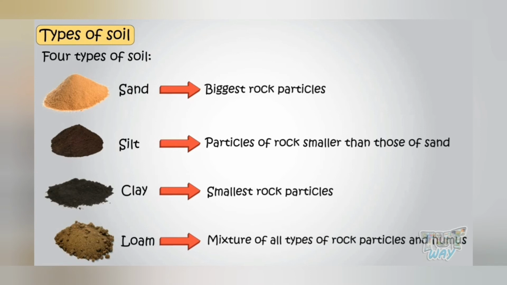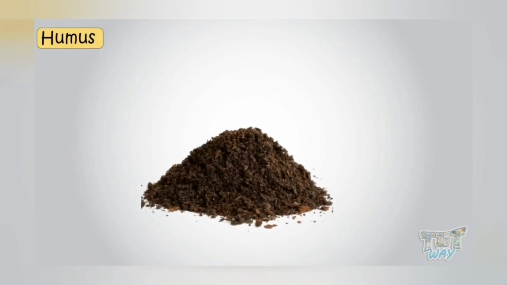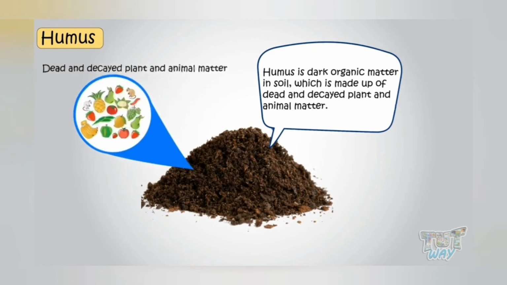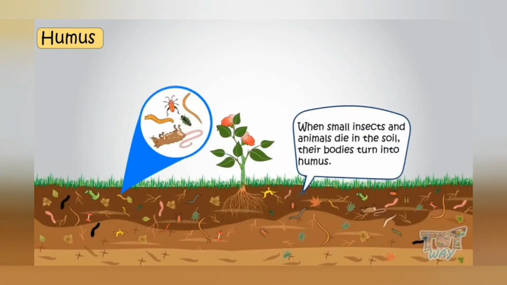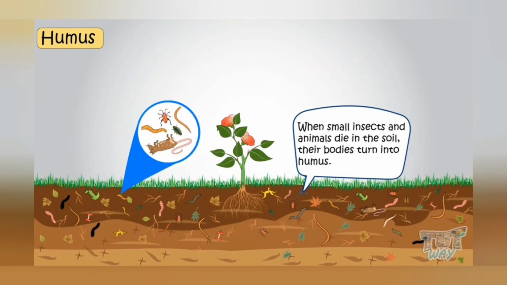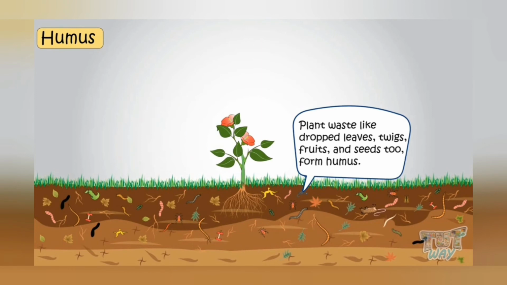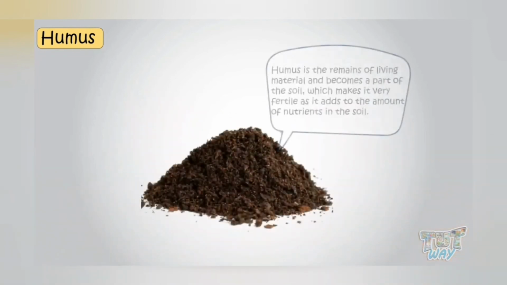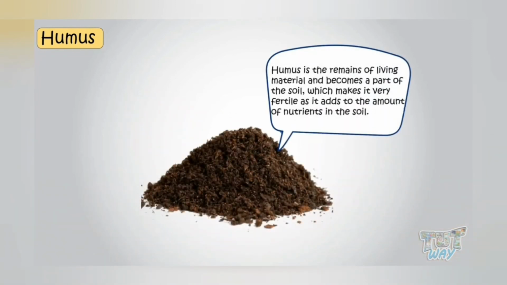Now let's learn what humus is. Humus is dark organic matter in soil, which is made up of dead and decayed plant and animal matter. Like when small insects and animals die in the soil, their bodies turn into humus. Likewise, plant waste like dropped leaves, twigs, fruits, and seeds too form humus. So humus is the remains of living material and becomes a part of the soil, which makes it very fertile as it adds to the amount of nutrients in the soil.